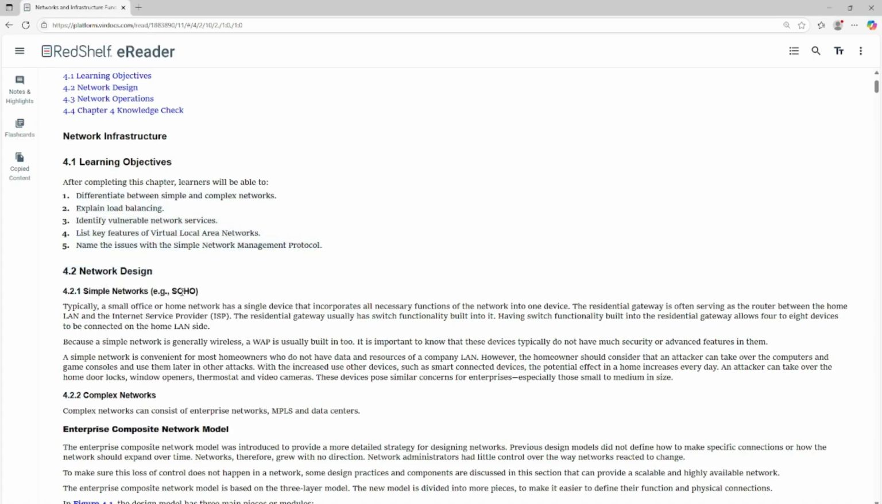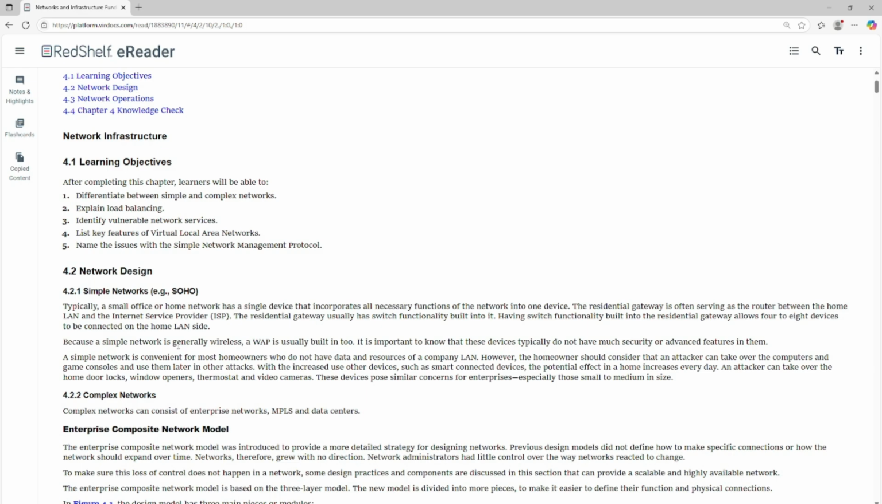Due to network functions and connectivity, there is a need to divide networks into two. We have the simple networks and complex networks. Simple networks are networks where a single device incorporates all the necessary functions of a network. We usually have them in our small offices, small businesses, and in our home networks.